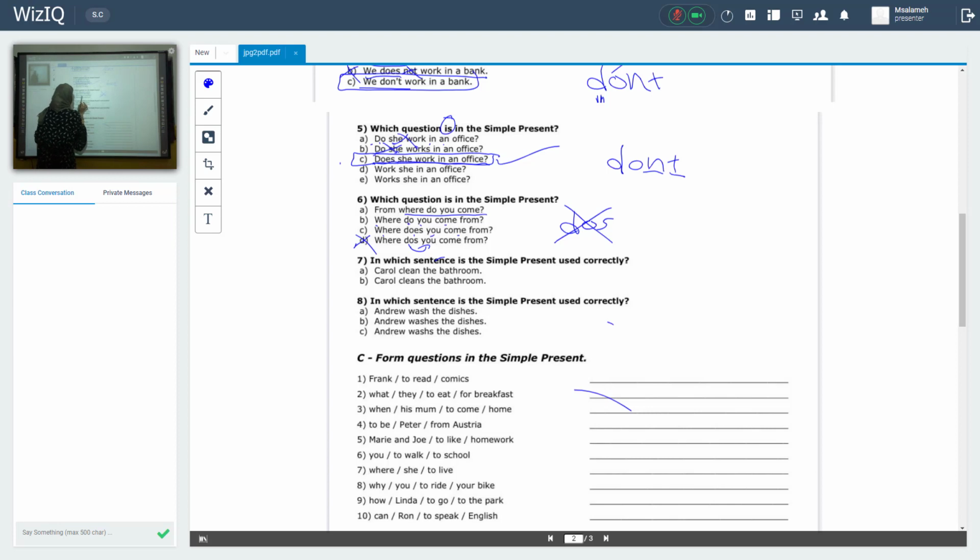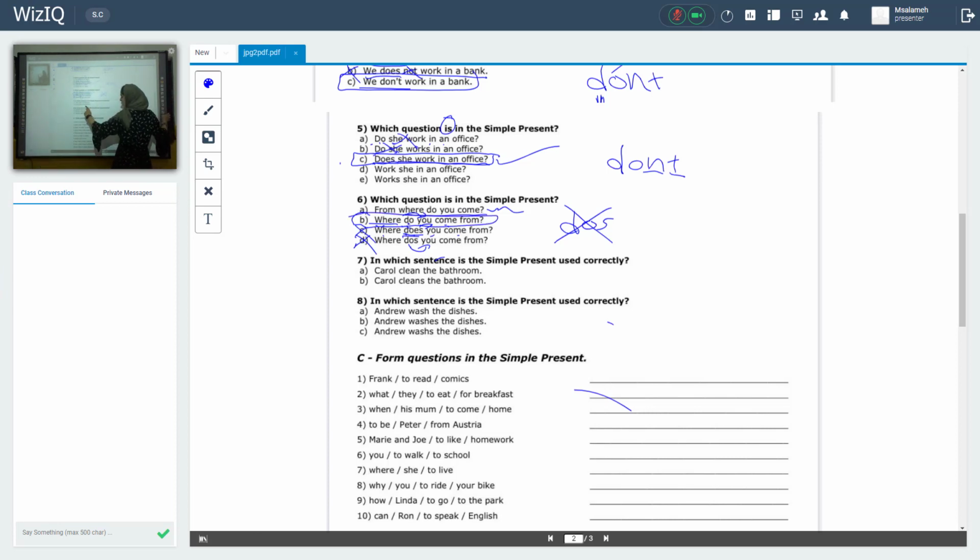Number C, "Where does you?" Does is followed by a singular subject, and you is a plural subject. So it's wrong. "From where do you come?" Here the sequence of the elements of the sentence is wrong. Okay, WH question. Do is followed by what? Followed by a plural subject. So "Where do you come from?" is the right answer.